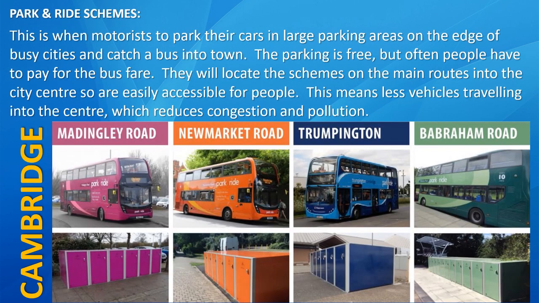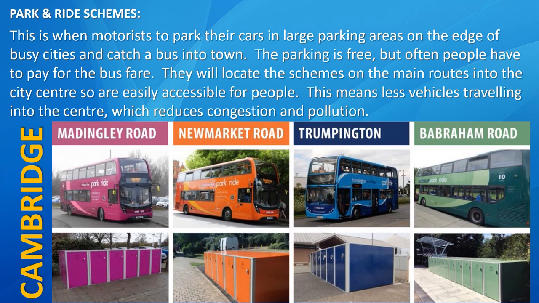Next is a park and ride scheme. This is when motorists park their cars in large parking areas on the edge of busy cities and catch a bus into town. The parking is free, but often people have to pay for the bus fare. They will locate the schemes on the main routes into the city centre, so easily accessible for people. This means fewer vehicles travelling into the centre, which reduces congestion and pollution.